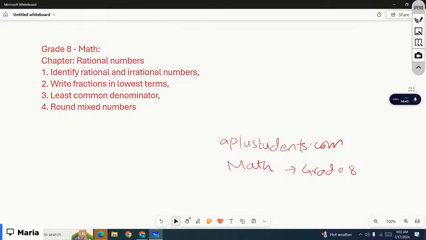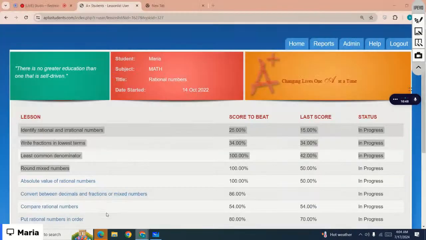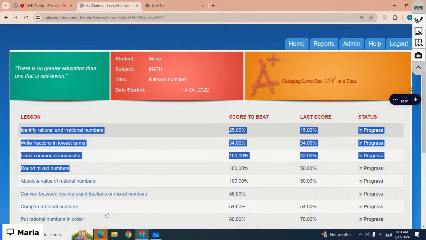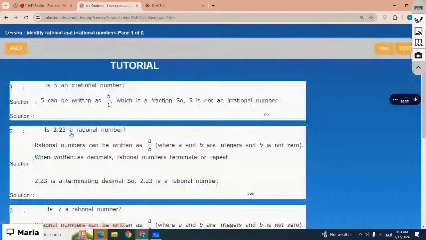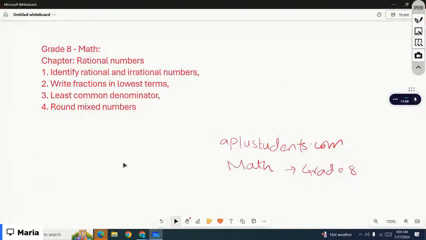Okay, let's just start with the lesson. So here I'm on grade 8 math. Let's start with the first lesson, that is identify rational and irrational numbers. First we're going to see what rational numbers are. Rational numbers are the numbers that can be written in the form A over B, where A and B are integers and B is not zero.